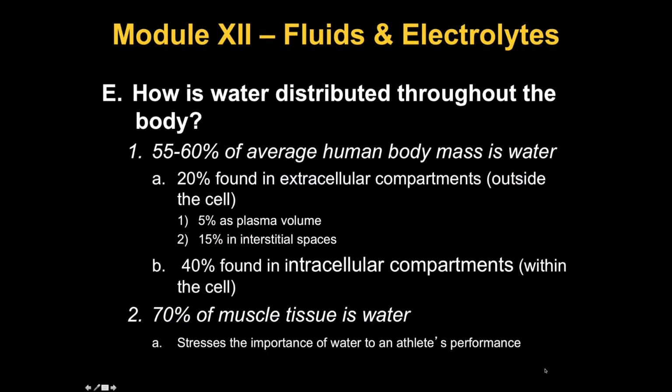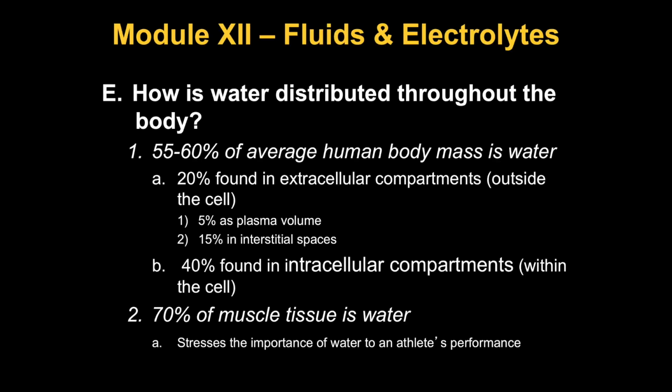So how do we distribute water throughout the body? What determines this? Well, first off, we want to talk about how much of the human body is actually water. Just a little bit over half of the body, as far as body mass is concerned, is water. And we can subdivide that: in the extracellular compartments, you've got about 20% of that fluid. So 5% as plasma volume, as we talked about earlier. Remember, that's important for stroke volume. And then about 15% of water is found in interstitial spaces. This is the area between cells. So there's some fluid there as well.